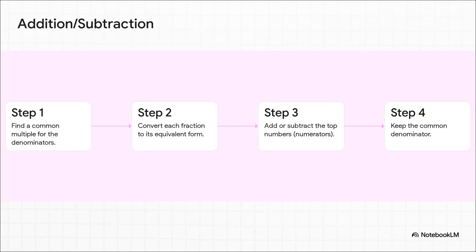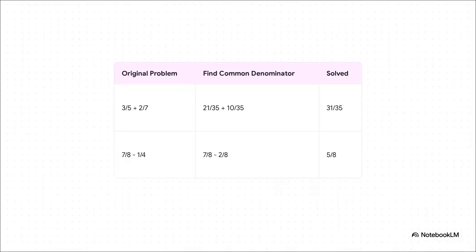And the process is just a simple 4-step recipe. First, you find a number that both of the bottom numbers can multiply into. Second, you convert your fractions so they have that new bottom number. Third, you just add or subtract the top numbers. And finally, and this is the easiest part, you just keep that same bottom number. That's it. Let's see it in action.